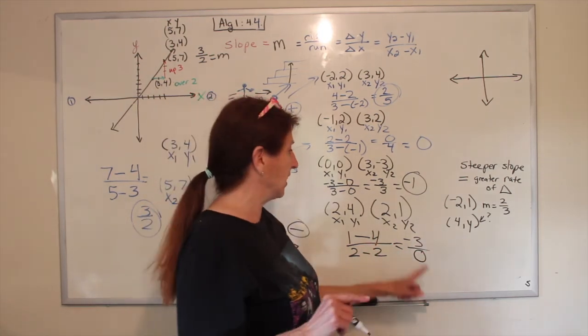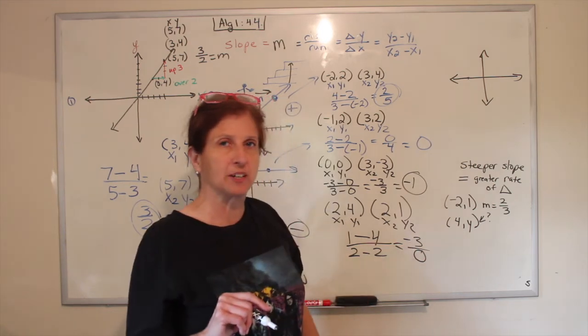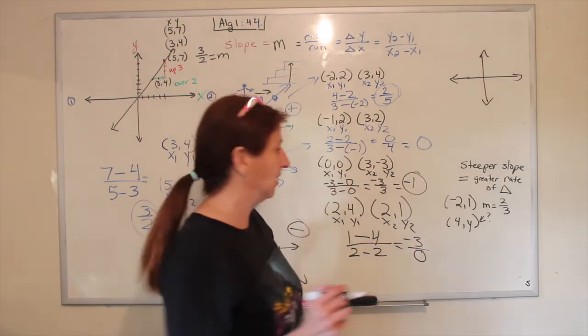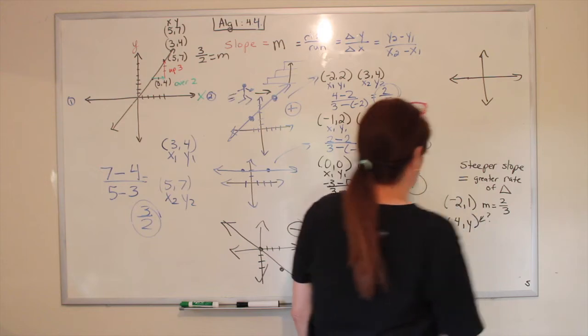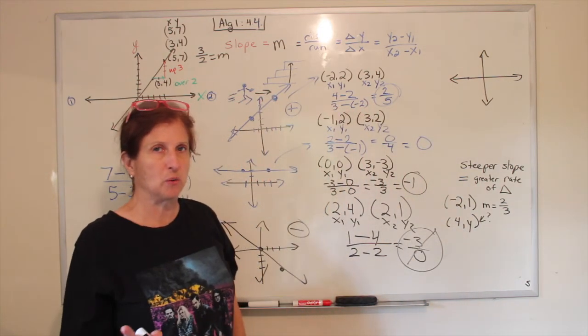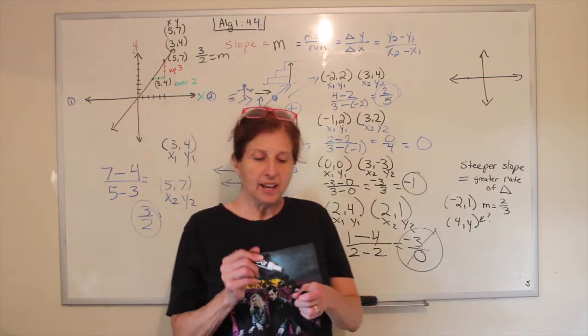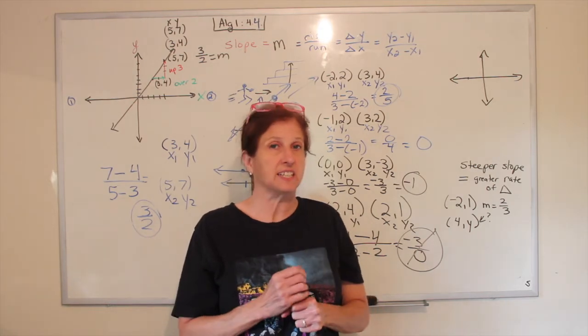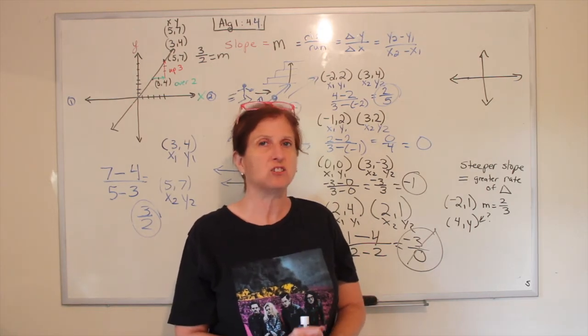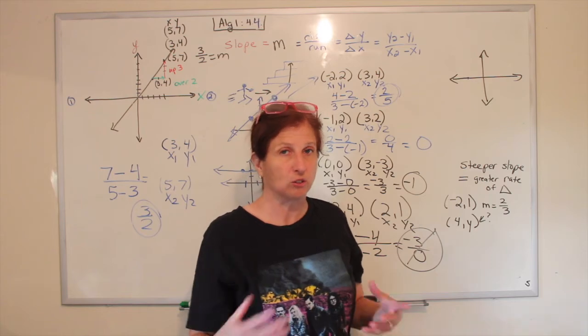What does it do on your calculator if you do negative 3 divided by 0? It says error, because this is not allowed. You are not allowed to divide by 0 in math. And I explained to you why. It's because it violates the law of physics, the law of conservation of mass and energy, which is matter can neither be created or destroyed.